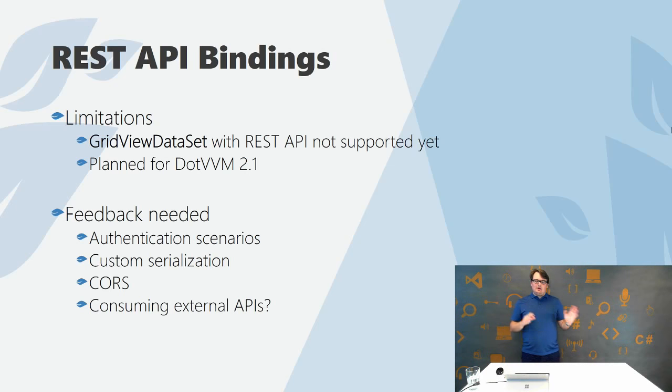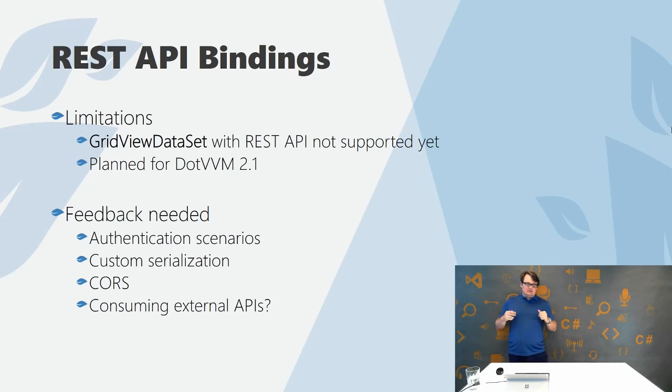We are thinking about adding some client mode or something like that, because right now the data in the controls are evaluated on the server, so all the command bindings can work and things like that. So this is planned for .vvm 2.1. Right now, GridView dataset is not supported. You can try to use it, but most probably there will be some issues. It requires, as I said, deeper changes in built-in .vvm controls. But that's the way we are trying to go.